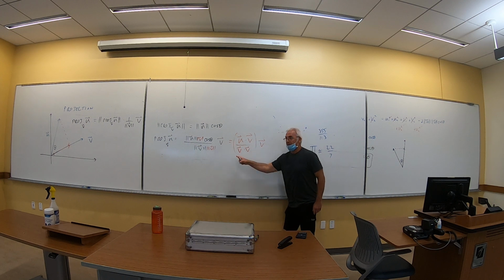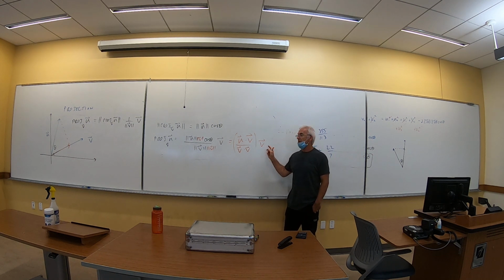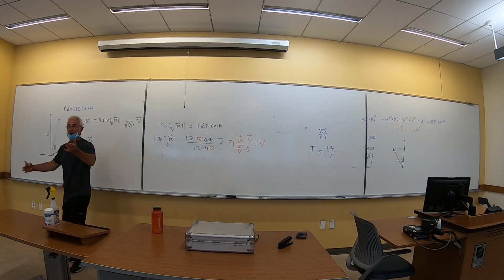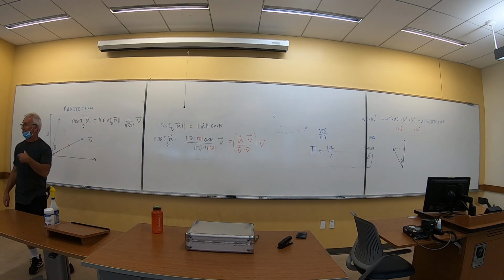This is a scalar times vector v. We said our answer should be a scalar multiple of vector v. This is what it is. So those who've had linear algebra, hopefully you're very familiar with that, because this is the thing we use in the Gram-Schmidt process over and over and over again.